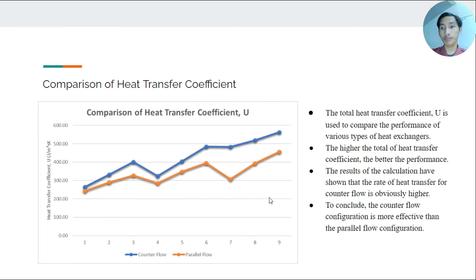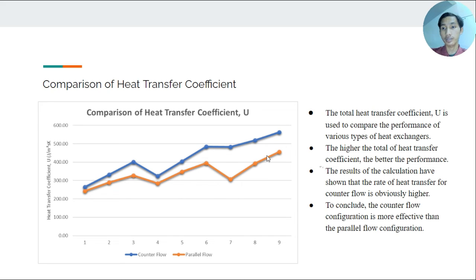So moving to the next slide, this is the comparison of heat transfer coefficient. Based on this graph, the total heat transfer coefficient U is used to compare the performance of various types of heat exchanger. For the experiment, we compared the counter flow and parallel flow heat exchangers. The blue line indicates the counter flow and the orange line indicates the parallel flow.